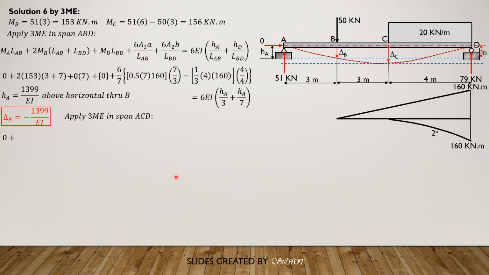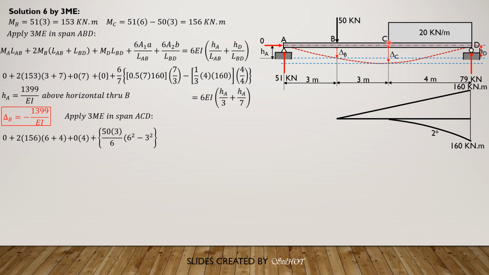So applying the three-moment equation, the first term is 0, the second term is 2 times 156 times quantity 6 plus 4. So AC is 6, CD is 4. Then plus moment at D, which is 0, plus 6EIA over L1. So in beam AC, there is a load at the center. So the formula for concentrated load for 6A1A over L1 is PA, or 50 times 3 over L over 6 times quantity L square minus A square. So times quantity 6 square minus 3 square. So again, it is 50 times 3 over 6 times 6 square minus 3 square.